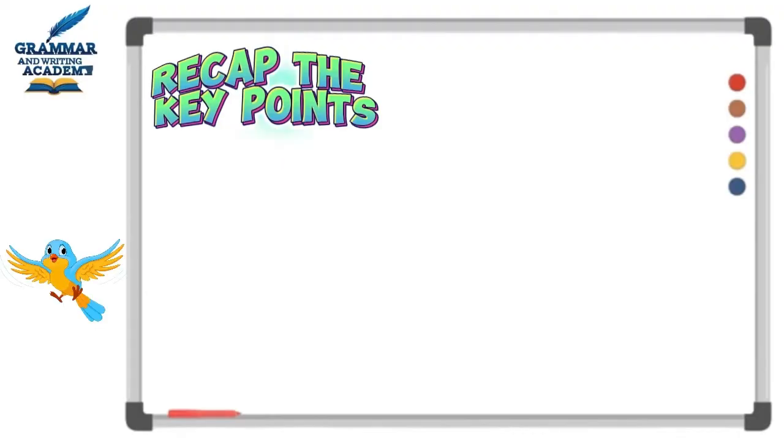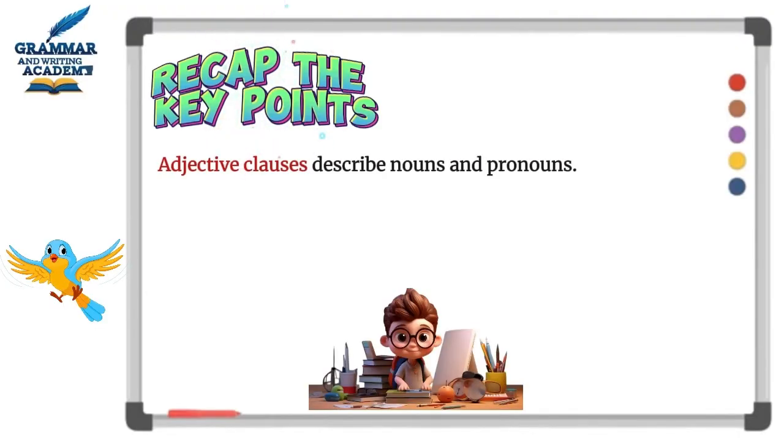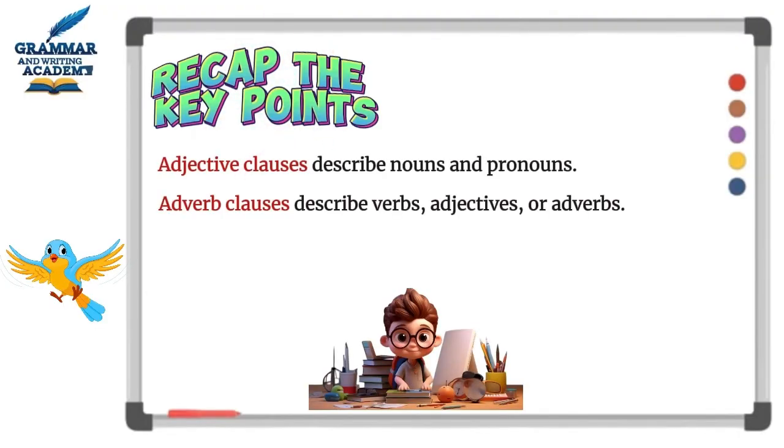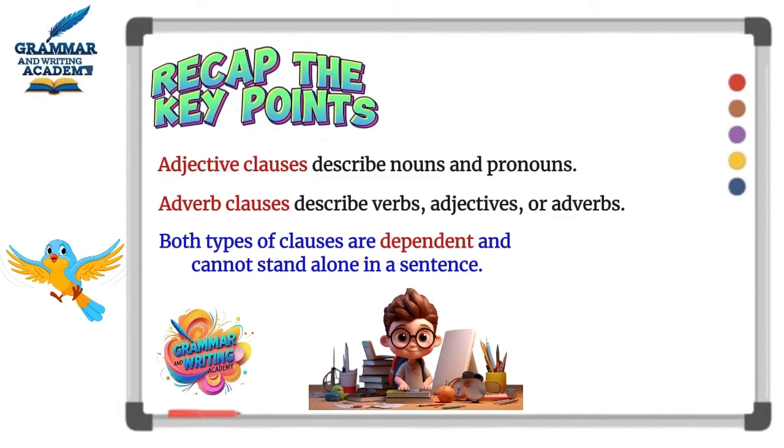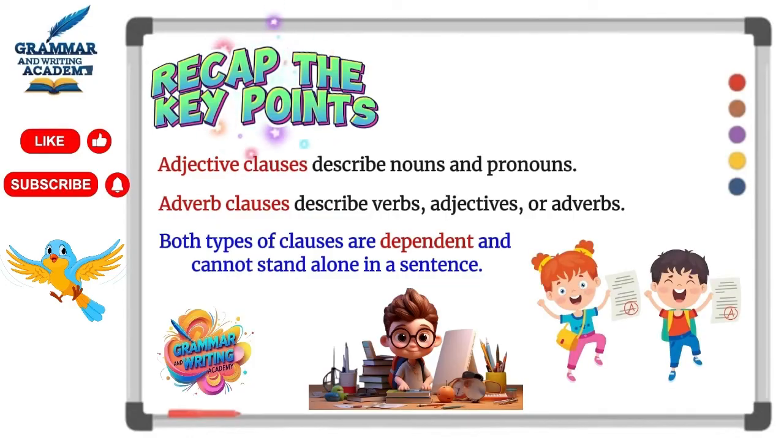Recap the key points. Adjective clauses describe nouns and pronouns. Adverb clauses describe verbs, adjectives, or adverbs. Both types of clauses are dependent and cannot stand alone in a sentence. Now you know how to identify and use adjective clauses and adverb clauses in your writing. Try using them to add more detail and complexity to your sentences.